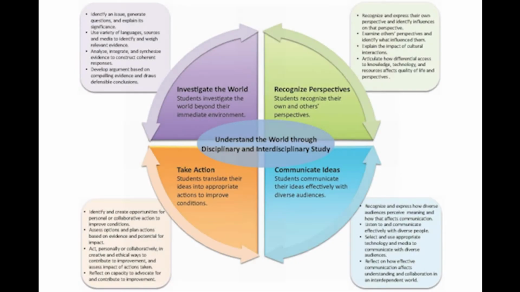A universal or global knowledge system is the best way forward for achieving the need for global competence that has been stressed at Project Zero and by its Future of Learning Institute. Investigators at Project Zero and Asia Society in a paper conclude that global competence requires 4 things: investigating the world through disciplinary and interdisciplinary study, recognizing perspectives, communicating ideas, and taking action.